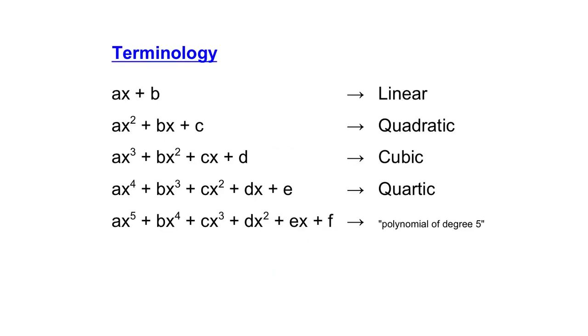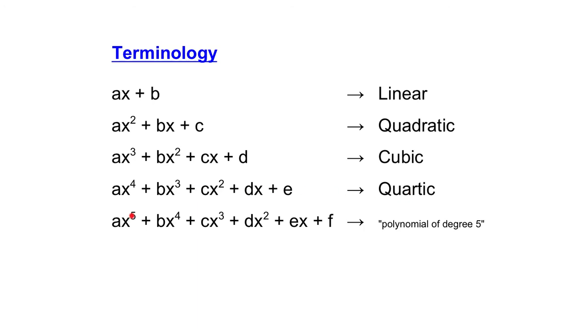Now before I let you go, I just want to go over a little bit of terminology here. So if you have equations written in these forms, this is the kind of polynomial that we call it. So ax plus b, notice the degree on x is 1. This is linear. If the greatest degree is 2, this is a quadratic equation. If the highest exponent on x is 3, then that's a cubic. And if the highest exponent on x is 4, then this is called quartic.